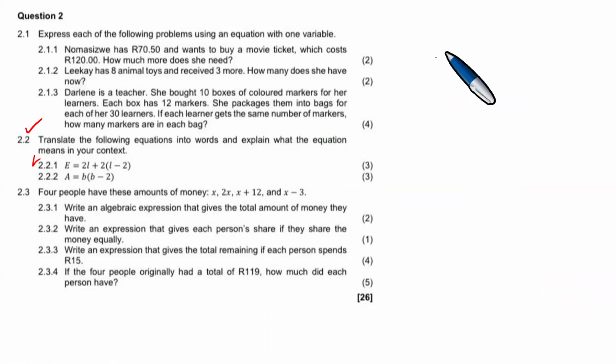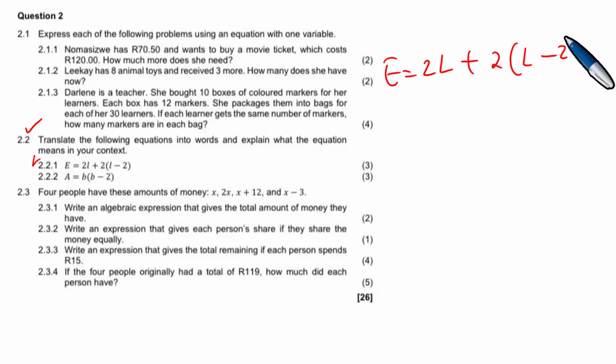Okay, now if you look at 2.2.1, into words: E is 2L plus 2L minus 2. Let's translate this one into words. Let us do a quick translation of these into words. Can I try it? Yes, please try.